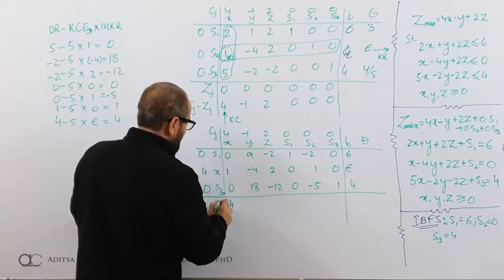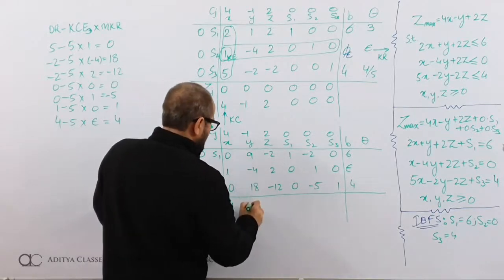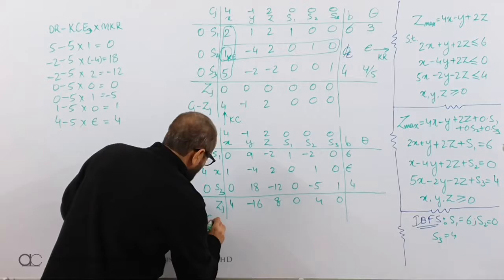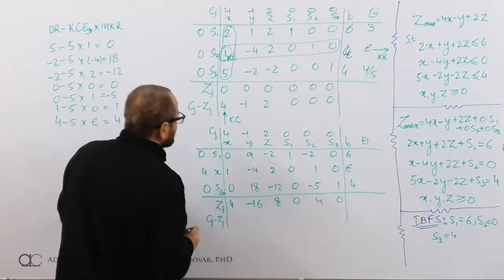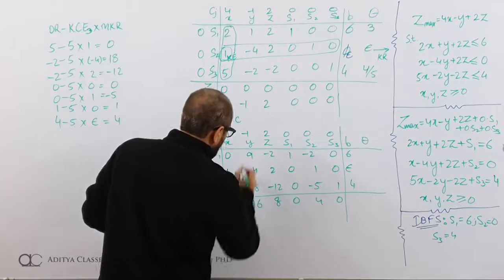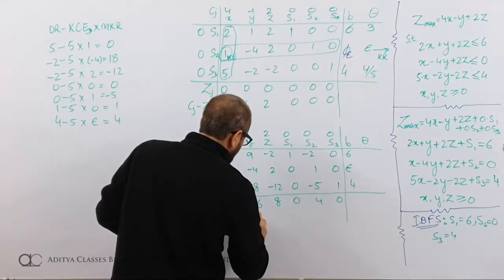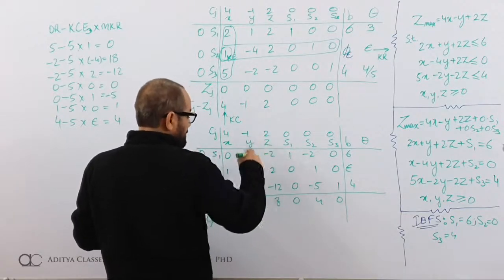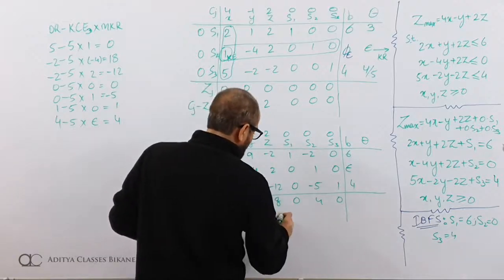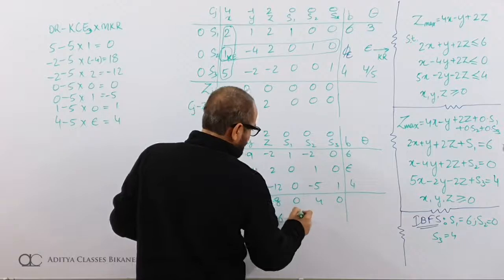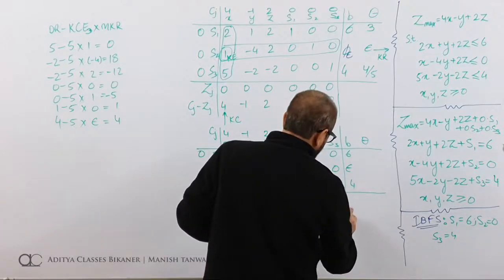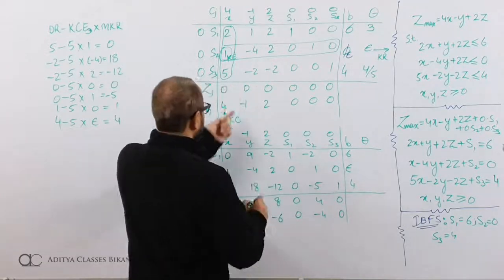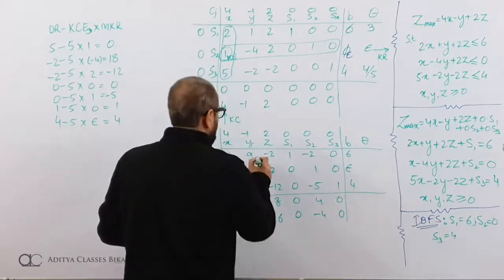We have our Cj and Zj. Minus 16, 8, 0, 4, 0. So Cj minus Zj would be 4 minus 4, that is 0. Minus 1 minus 16 would be a plus 15. 2 minus 8 would be a minus 6. Then we have a 0, minus 4 and 0. So the most positive is plus 15, giving me my key column.